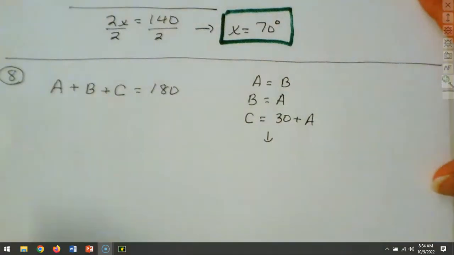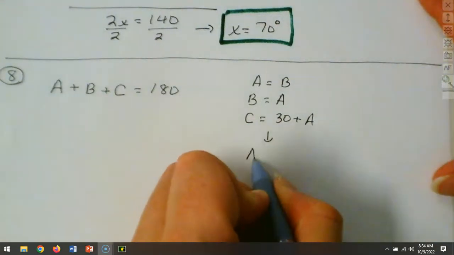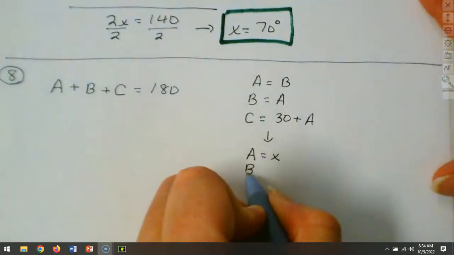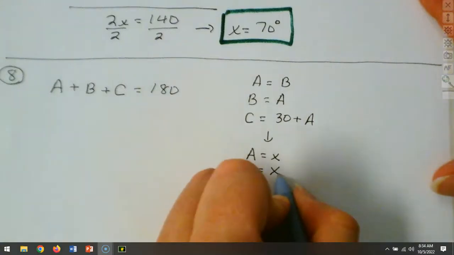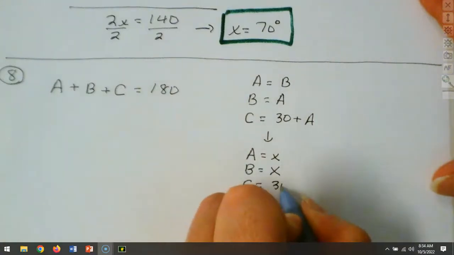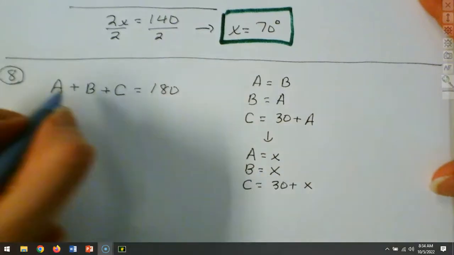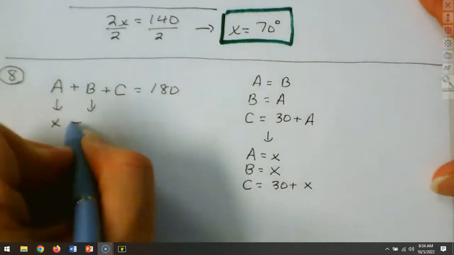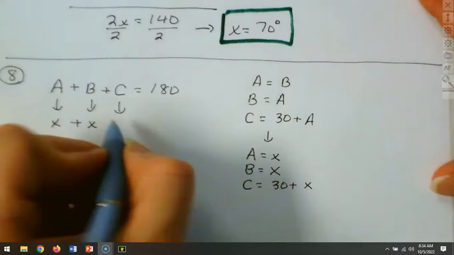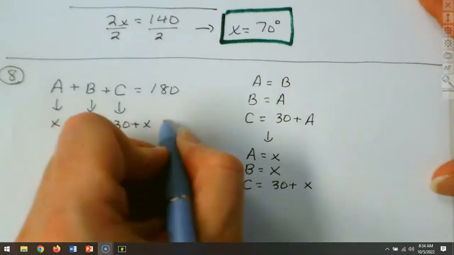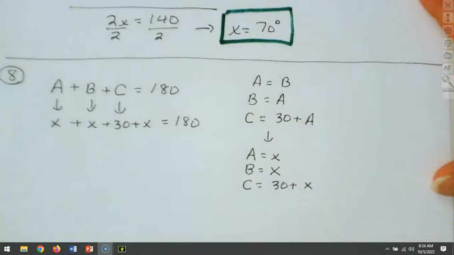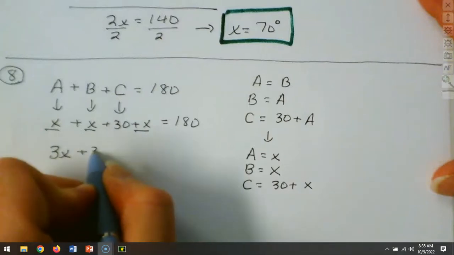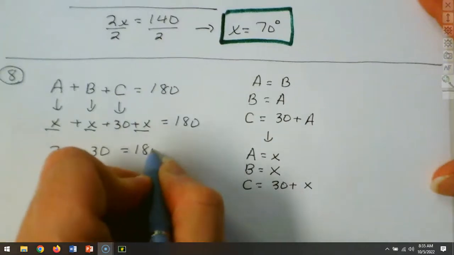Now, we know A and B are the same, so let's call A x. If I call A the variable x, then that means B is also what? The variable x, and that means C is now going to be 30 plus what? x. And there is our equation. So we can now fill it in, and that equals your 180. Combine your x's together, and that's 3x plus 30 equals 180.